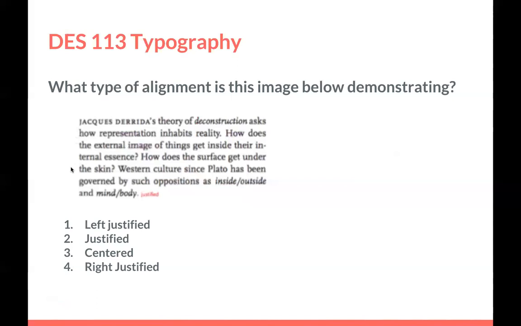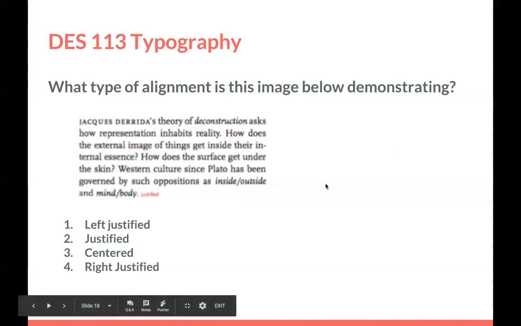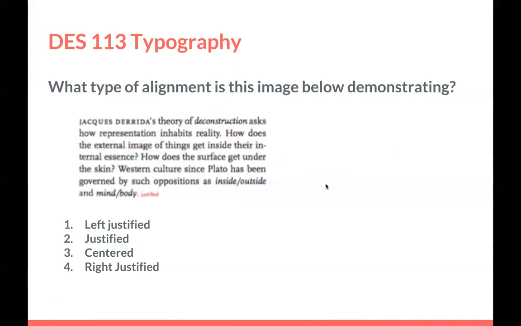All right, so now let's talk about alignment. So you can, again, type numbers 1 through 4. What type of alignment is in this image below demonstrating? So is it left justified, justified, centered, or right justified? And the answer is number 2, justified. And if you look, if it was left justified, there would be a rag to it, but it goes right up against this line right here, this invisible line. So that's how you can tell it's justified. It kind of stretches it right to the end of the line.